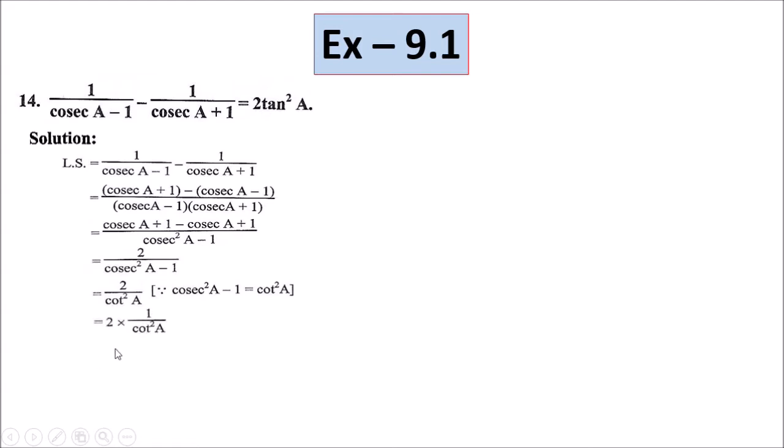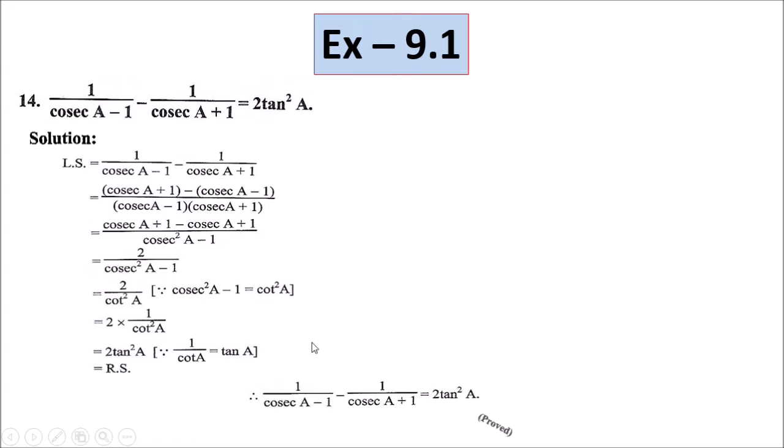If you separate it, 2 into 1 by cot square a, you can write 2 tan square a, where 1 by cot a equals tan a. So this is your right hand side and it is proved. I think you understand. I'm going to the next math, and I think you will understand it better.